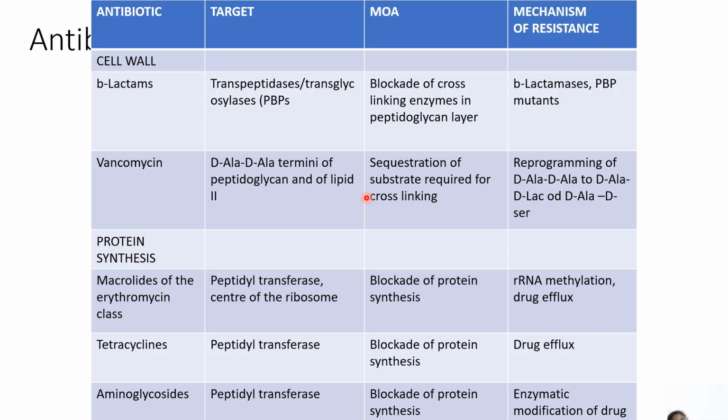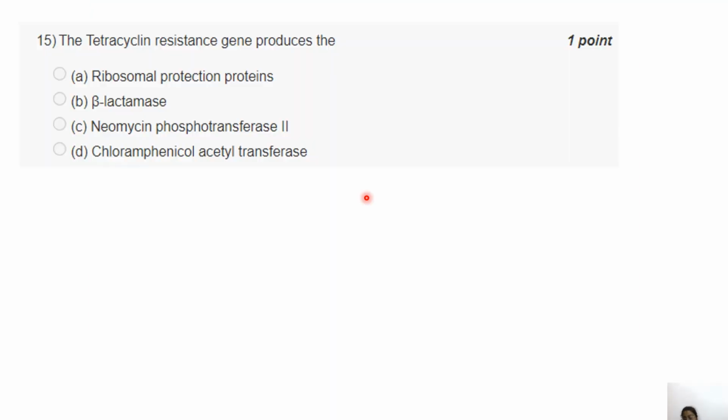So, this is a table showing the different targets of the different antibiotics, their mode of action, and the mechanism of resistance. If we talk about tetracycline, the tetracycline resistance genes produce ribosomal protection proteins that protect the ribosome from tetracycline. There is a gene called tet(M) which produces a protein that stabilizes the interaction between the ribosome and tRNA in the presence of tetracycline.